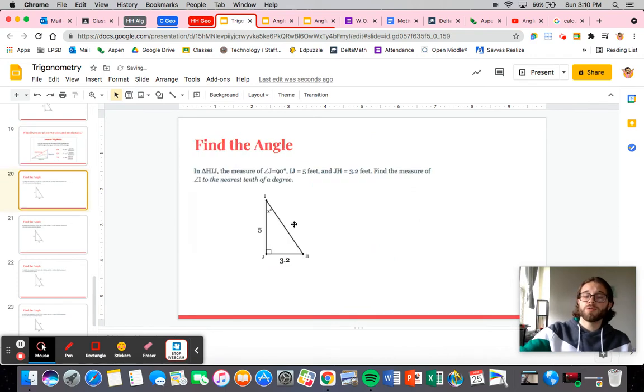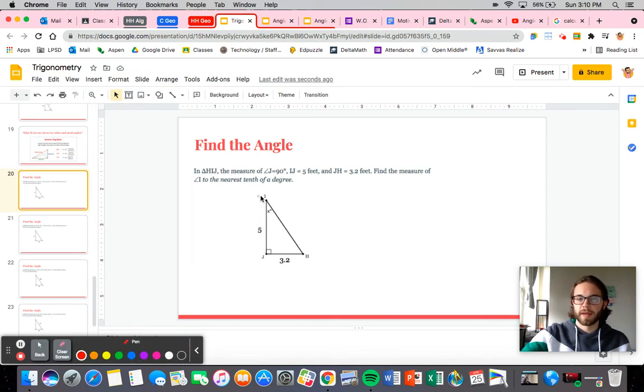So I need you to find the angle, all right? So let's ask ourselves, what do we know here? I am trying to find the measure of angle x. I have the opposite side from x, and I have the adjacent. So that means I'm going to be dealing with tangent. I don't know what my angle is, it's just x. But I know it is equal to 3.2 over 5, okay?